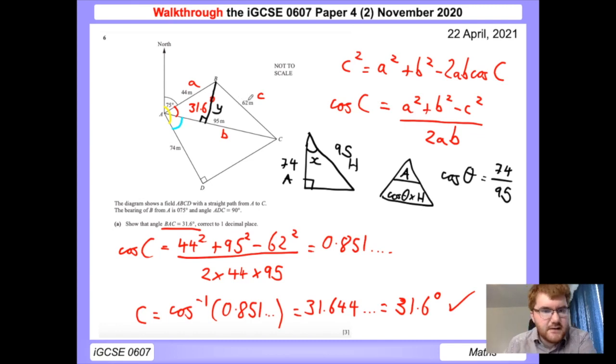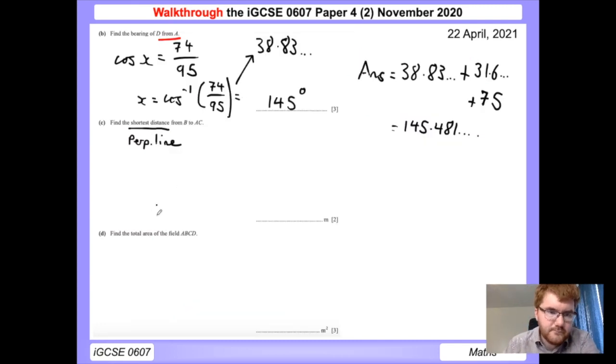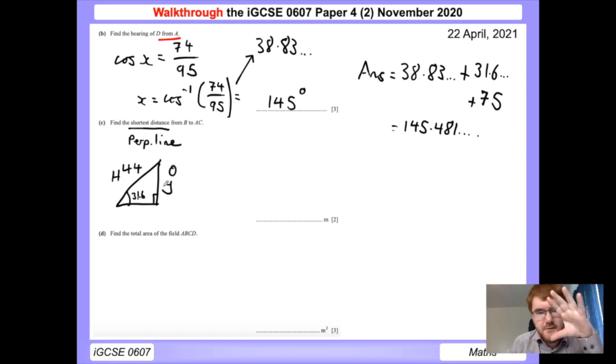So I would draw this out as a right angle triangle. We've got our 31.6. This is our right angle, this is what we're looking for. This is 44. We're going to use SOHCAHTOA. In this case, we've got the opposite and hypotenuse. Again, please pause the video if I'm going too fast. That's why we have the video. We're going to be using sine.